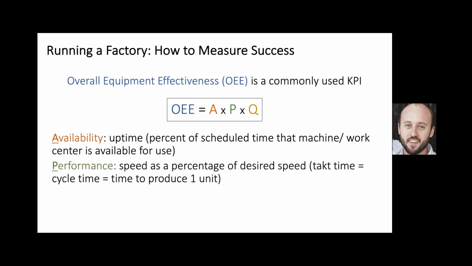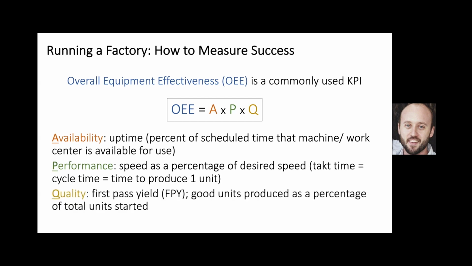Then we also want to look at performance. So we have some sort of expectation as to how quickly the machine or the workstation or the work center is going to be able to produce what we want it to produce. When we're talking about performance, we're looking at speed as a percentage of our desired speed, or the time to produce 1 unit. And then finally, we want to look at quality as well.